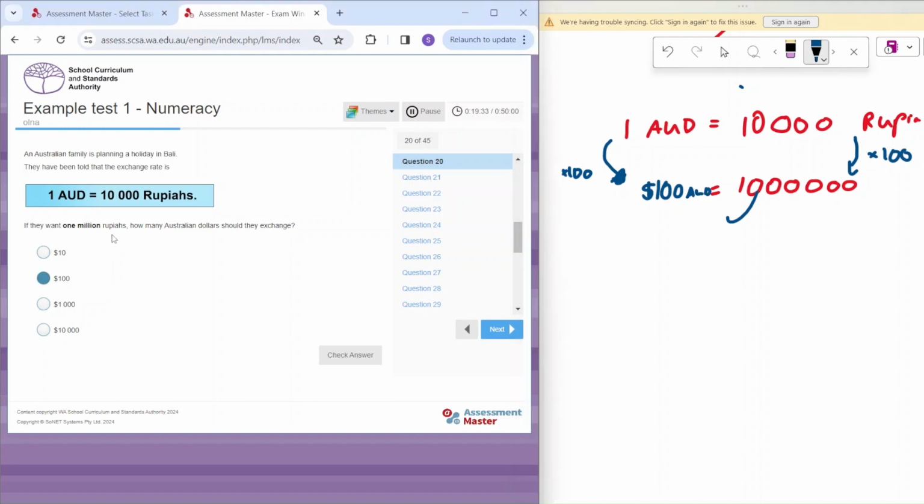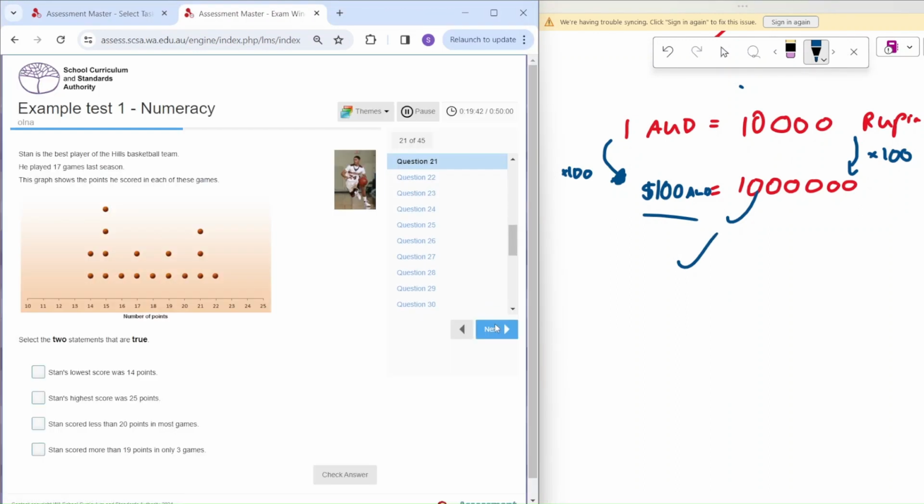They wanted 1 million. Just before we submit, we're checking. They wanted 1 million rupees. We did 1 million rupees. Looking for how many Aussie dollars. We found that out. Fantastic. Check and next. So we're always checking our answers again before we submit.